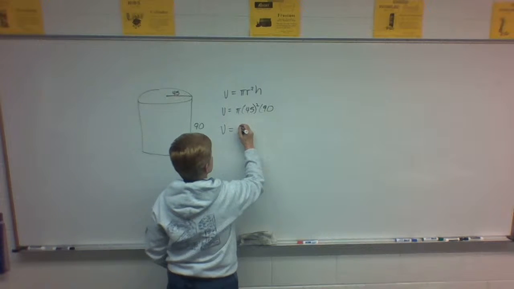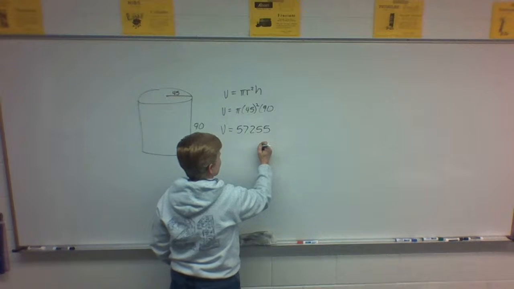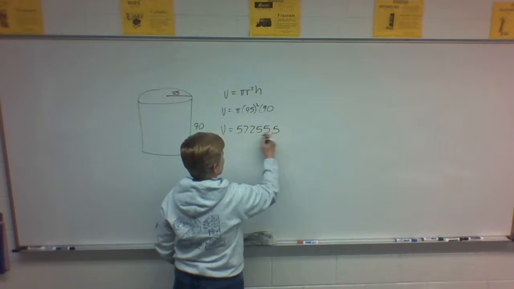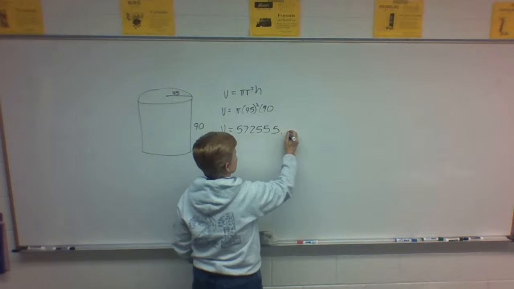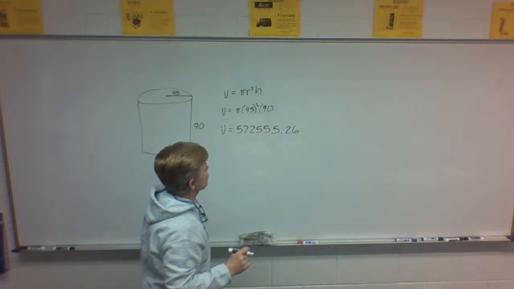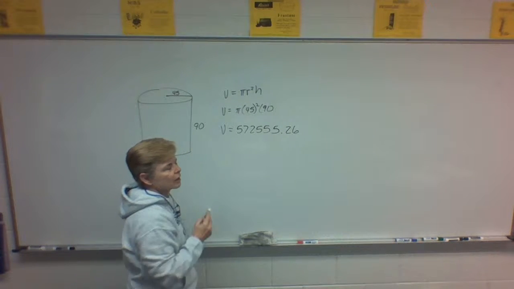572,500. Just give me digits. 572,555. One more five. So we're talking 572,000. Okay, point 26611. Okay, that's good. That's just the volume of it in cubic feet. That's how many cubic feet are in this thing.